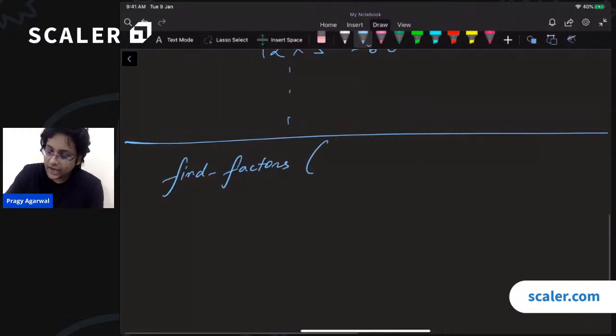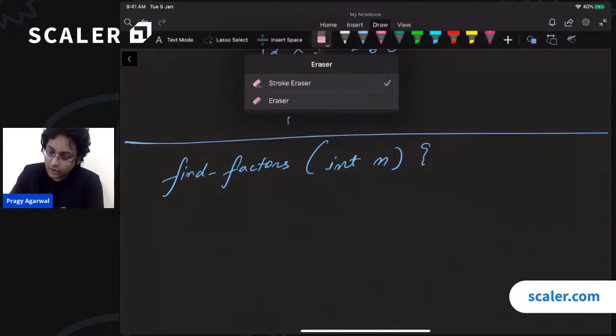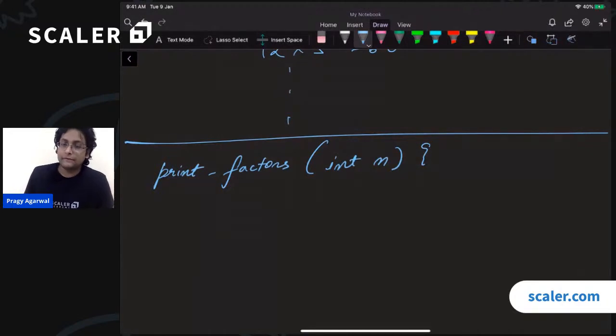That takes an integer n, and let's suppose prints out all the factors of n. So let us in fact call this, instead of find n, let us call this print factors, right? This function accepts an n, and it is supposed to print out all the different factors of n, right? So what approach do we see over here?